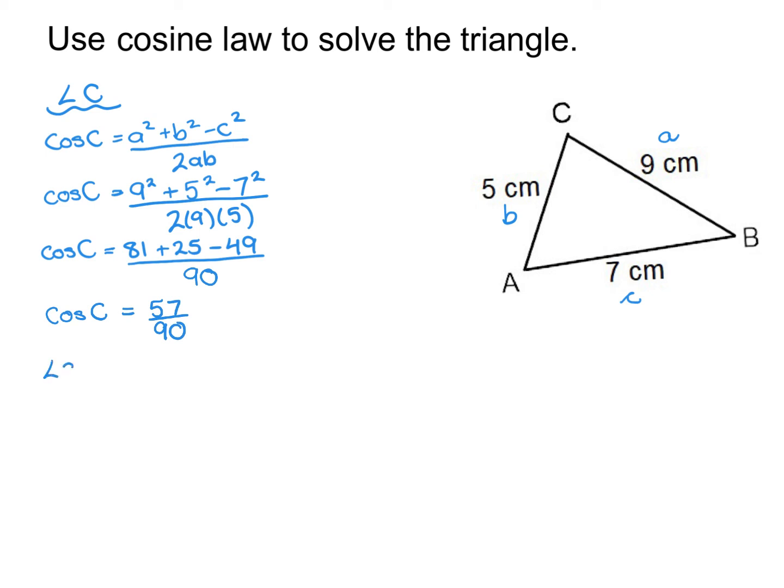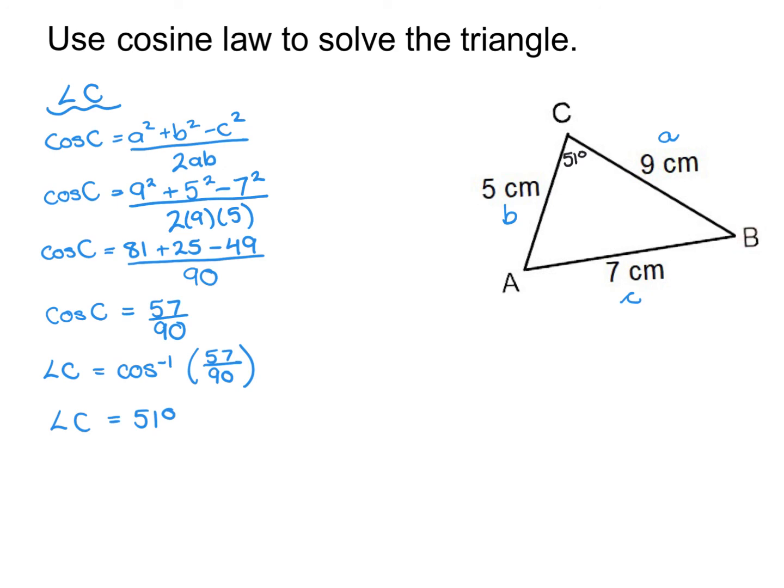Now that we're finding angle C, we're going to write angle C is equal to cos inverse of brackets 57 divided by 90. Now you can plug this into your calculator, and when you do that, angle C should come to about 51 degrees. So let's write that in our triangle. So angle C is 51 degrees.